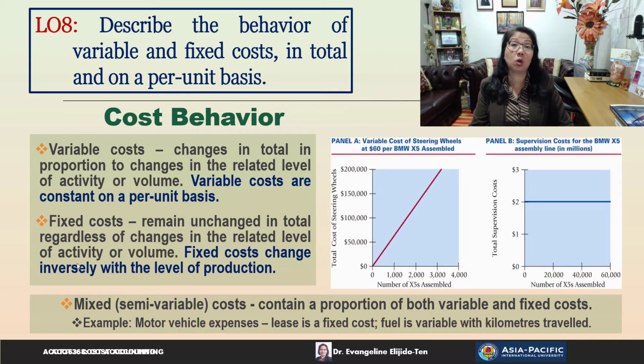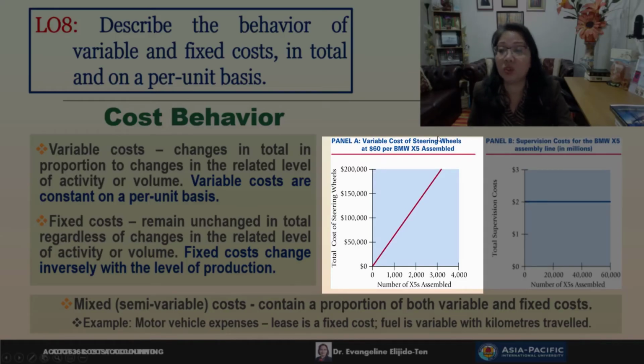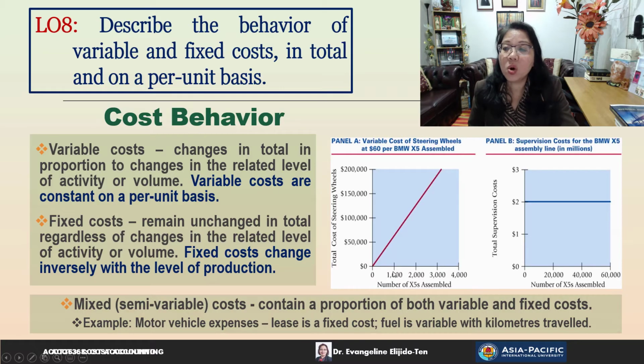If we put these costs in a graph, the variable cost will be as shown here in the first graph. If we are producing more units, the total variable cost will be increasing. All right. So in here, if our variable cost per unit is $60, as shown here, at 1,000 units, we would have spent $60,000 in total variable cost. If we produce 2,000 units, our total variable cost will be $120,000, and it will increase proportionate with the volume of production.